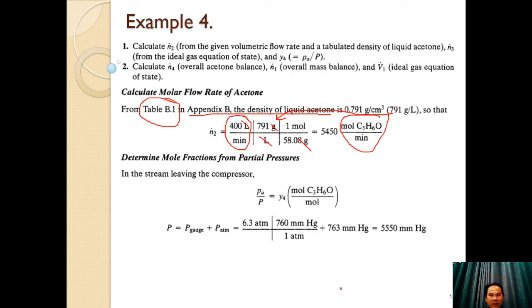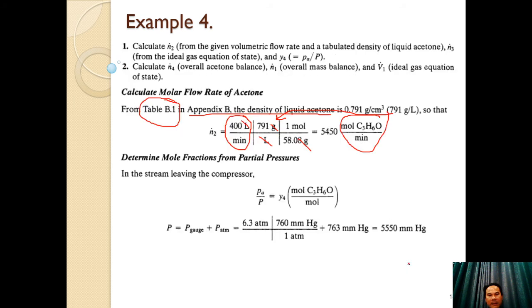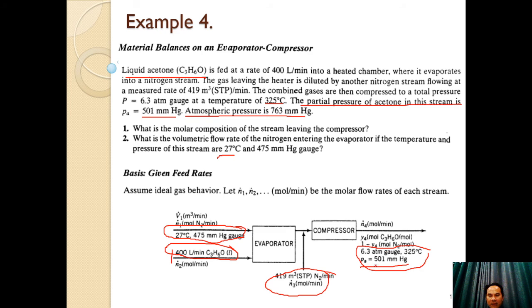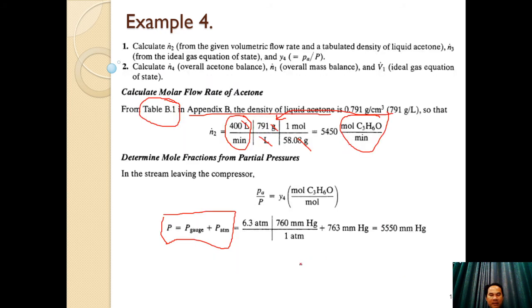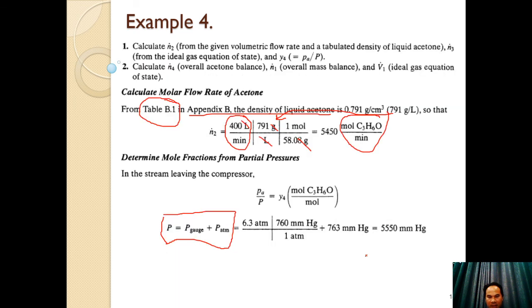And also you can calculate the mole fraction from partial pressure. This means Y4. You can calculate Y4 because you know PA. PA divided by P equals Y4, mole acetone per mole total. But PA, you know, in pressure gauge, the absolute pressure is equal to gauge pressure plus atmospheric pressure. For this case, the pressure of acetone is less than 1 millimeter mercury, and the total pressure is 6.3 atm.